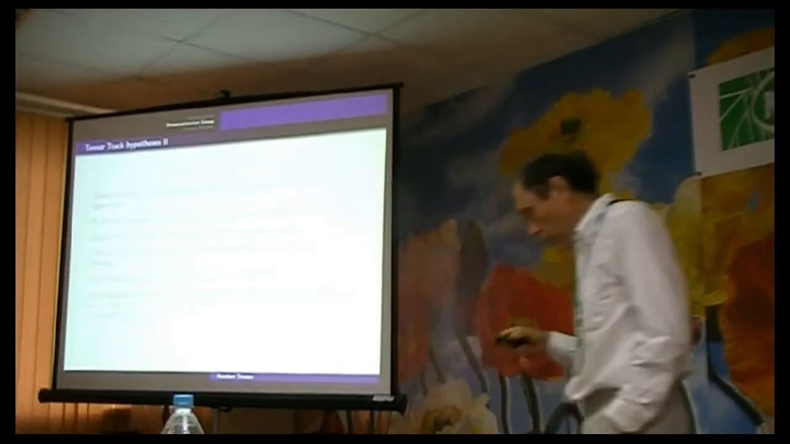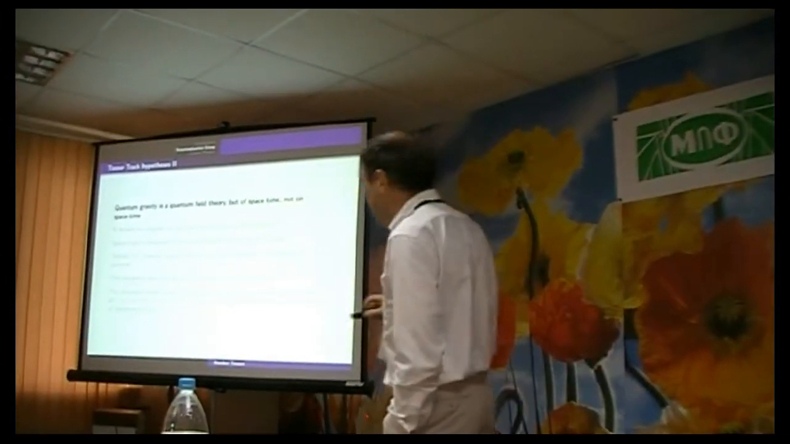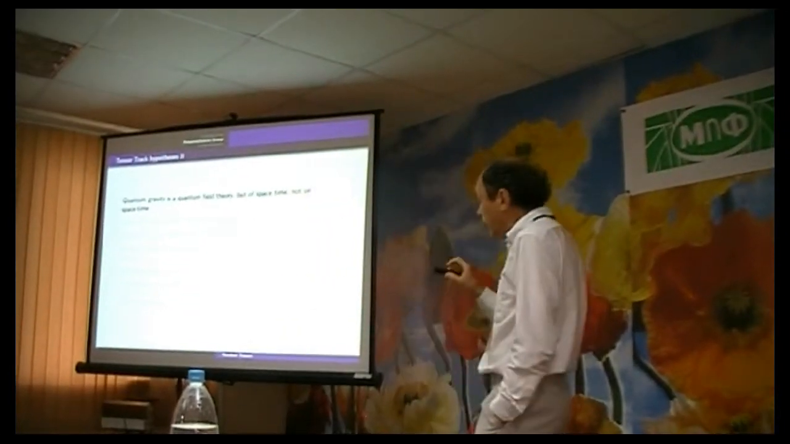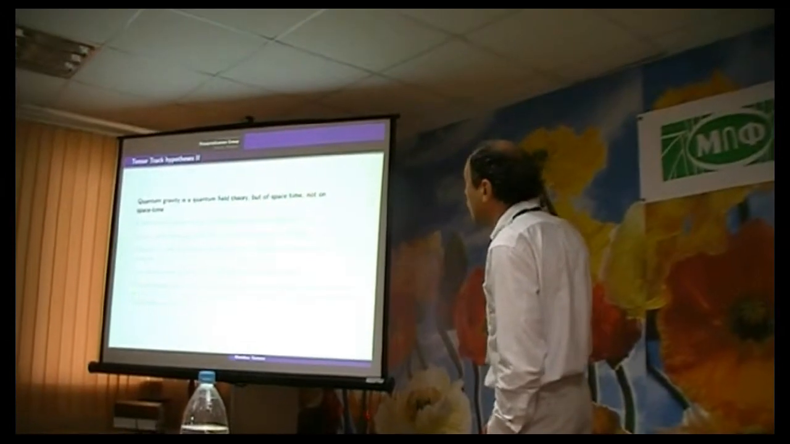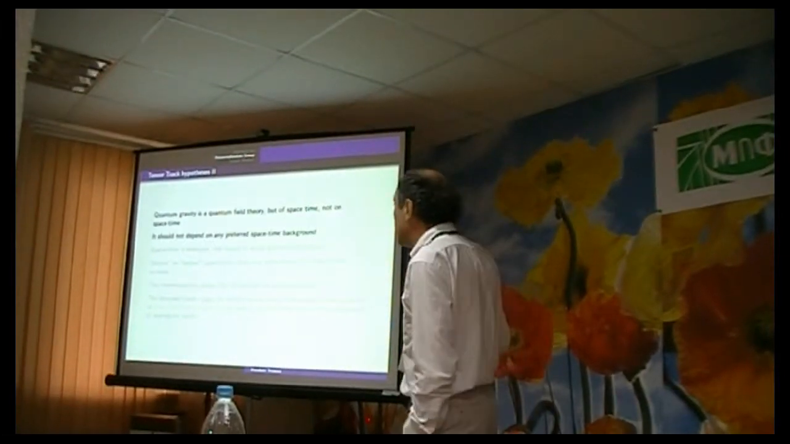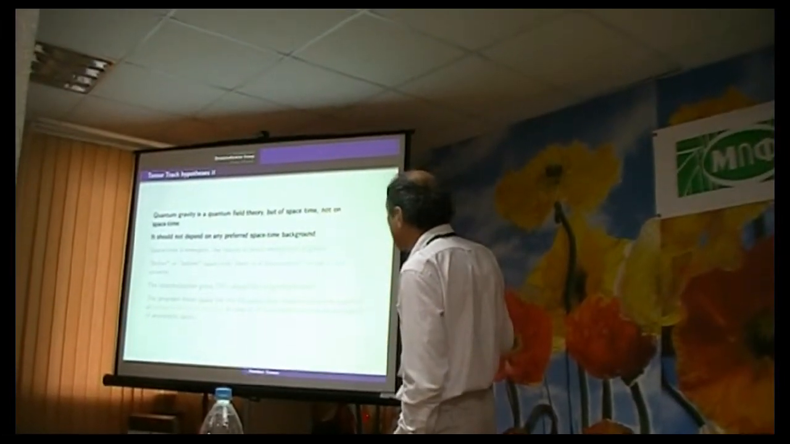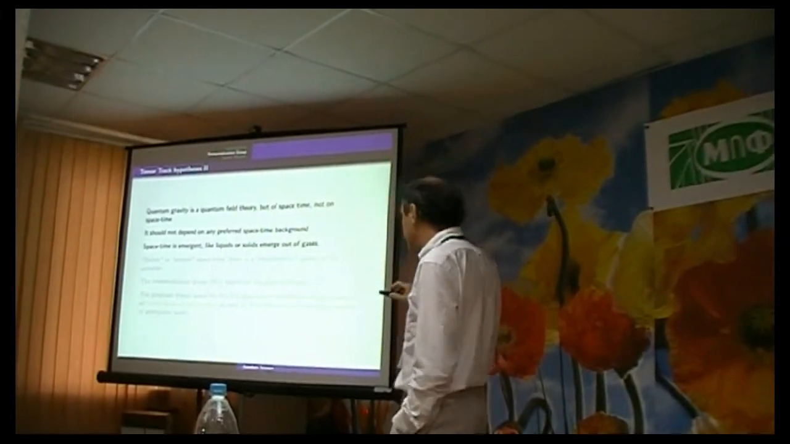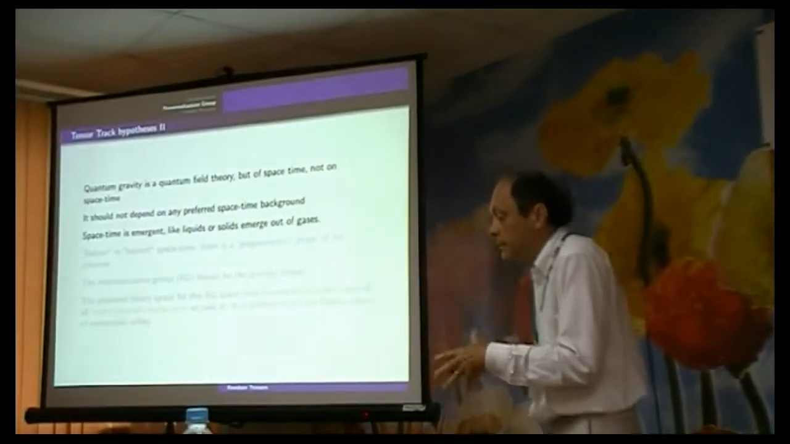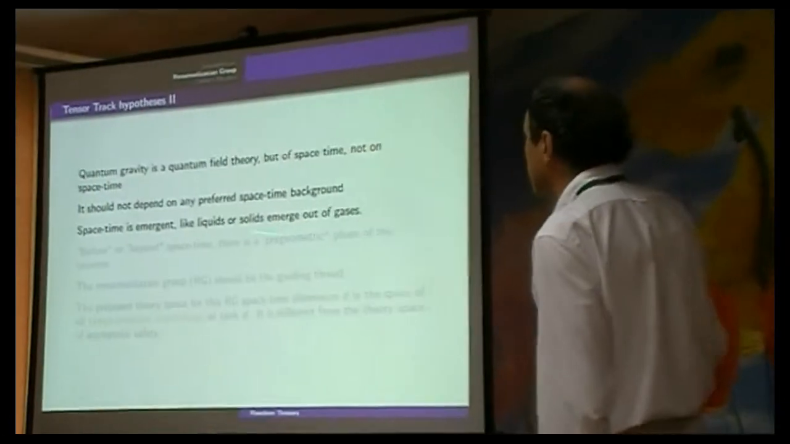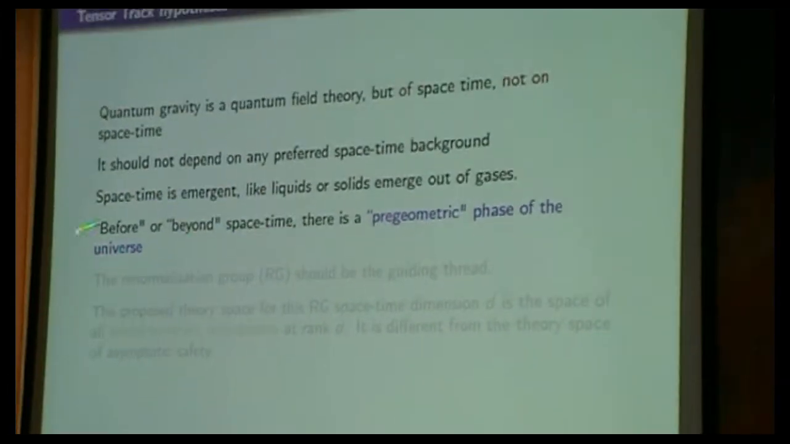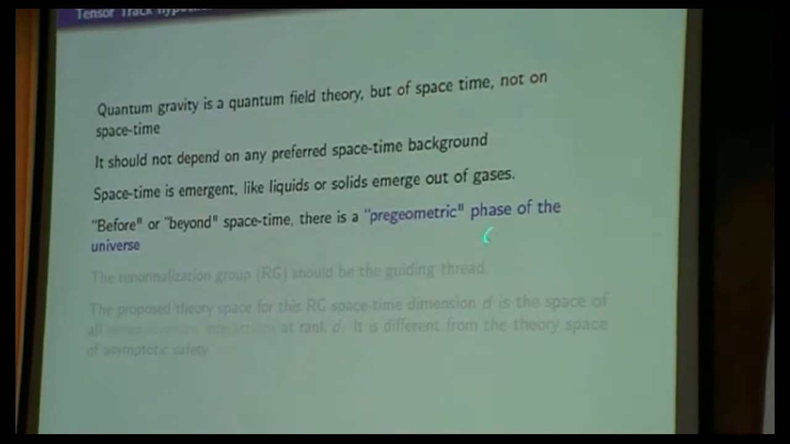OK, so in more mathematical terms, what is the hypothesis? The hypothesis of the tensor track would be that quantum gravity is, after all, a quantum field theory, but a quantum field theory of space-time, not on a particular space-time. So it requires a new way of looking at the problem. It should not depend on any preferred space-time background. And then space-time would be a concept which would emerge, like a solid is not a fundamental concept. It is made out of something else. And there is a condensation which allows it to emerge. So we could say that before or beyond space-time, there is a pre-geometric phase of the universe.